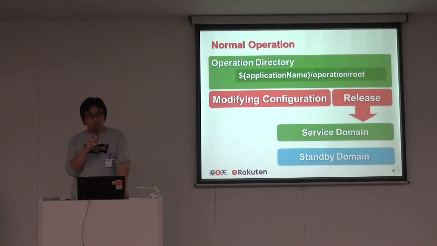Normal operation means updating the configuration of the production application in real time. For normal operation, we are using the release material existing in the operation directory. At first, we update the configuration file of the release material, and the configuration files will be updated from the operation directory to the production application. So the operation directory is always maintained at the latest status.